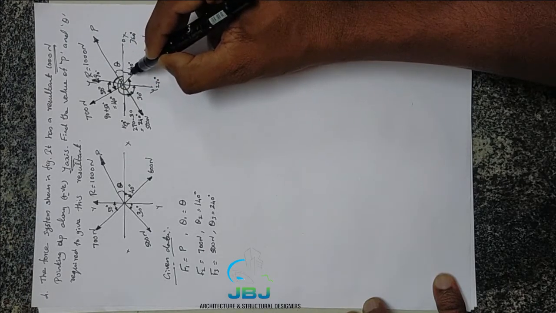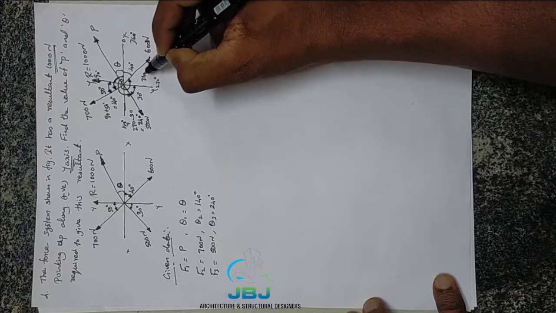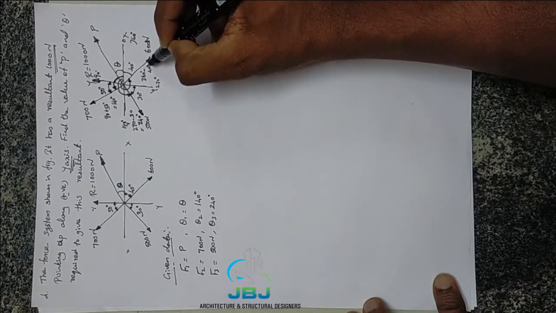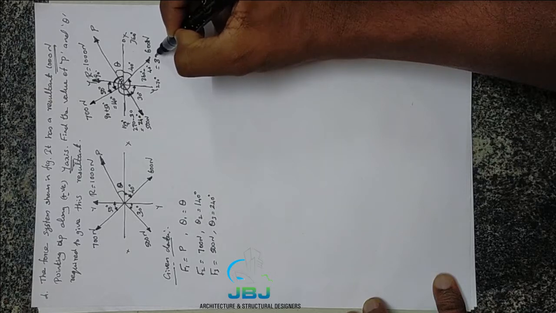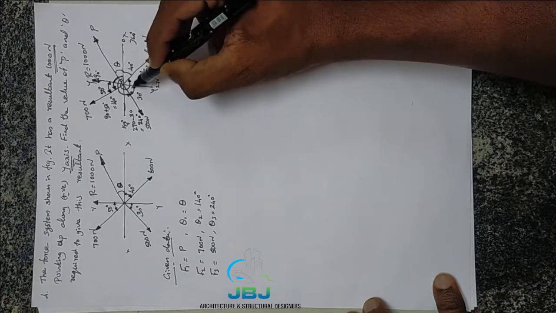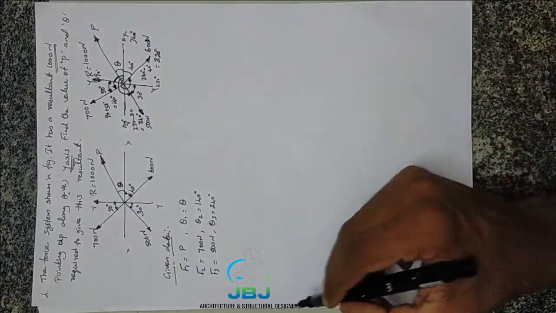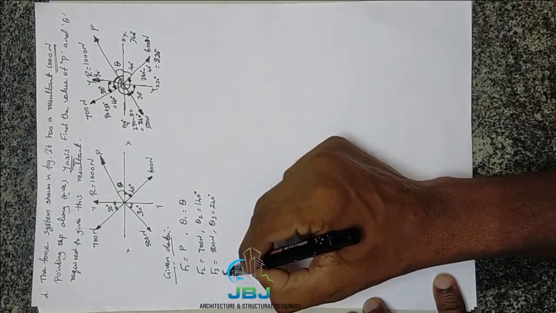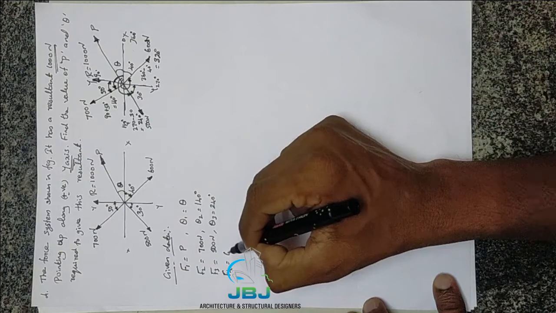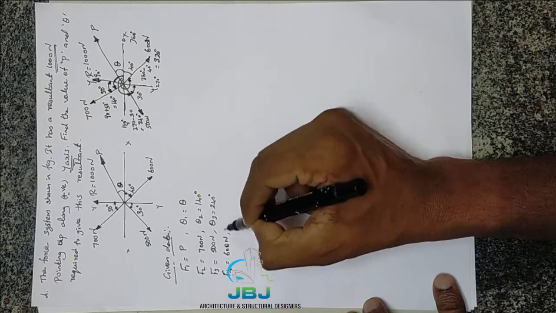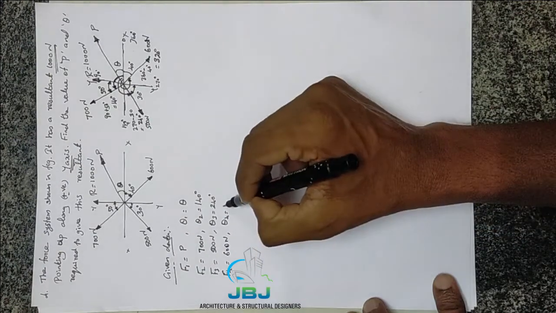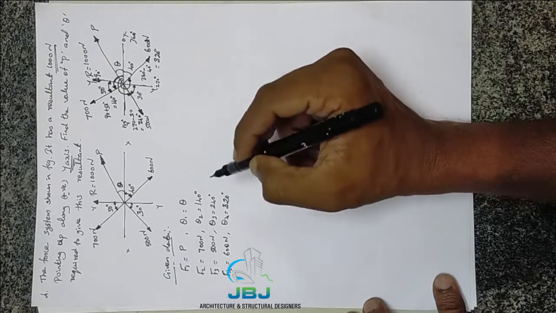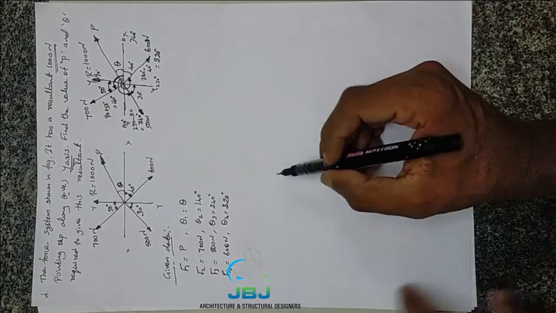From here to here, 360 degree. So 360 degree minus 40 degree equal to 320 degree. From this x-axis up to this point, 320 degree. So F4 equal to 600 Newton, comma, theta 4 equal to 320 degree. Clear? This is a very important thing.